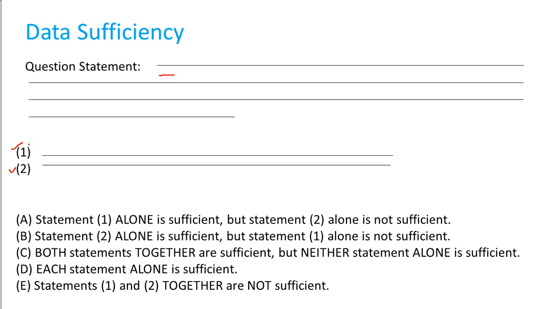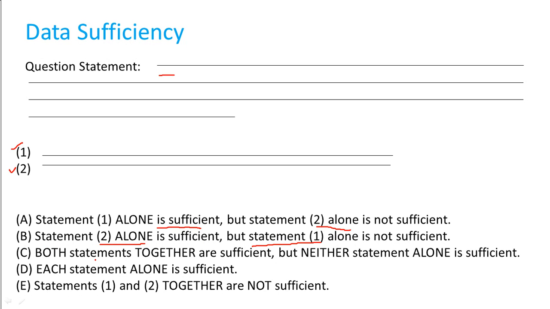The idea is to see if by using the information provided in statement 1 and statement 2 you can answer the question or not. So these are the 5 answer choice options. The first one is A. Statement 1 alone is sufficient, but statement 2 alone is not sufficient to answer the question. Option choice B says statement 2 alone is sufficient to answer the question, but statement 1 alone is not sufficient.